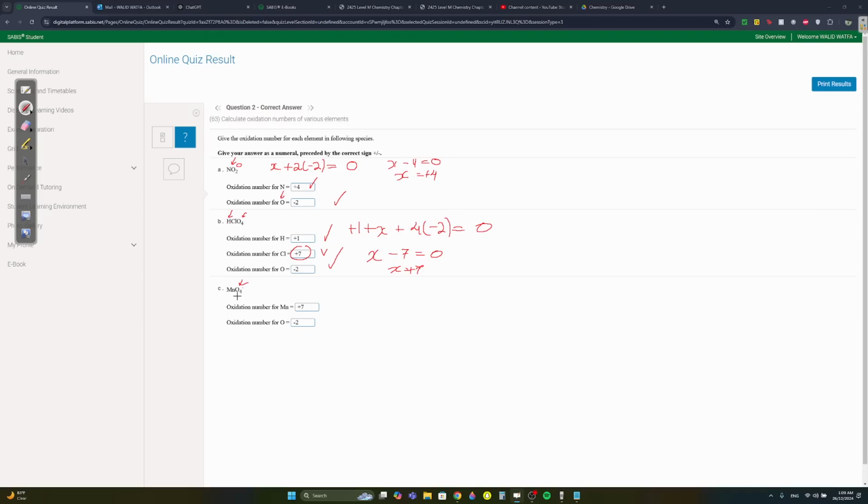MnO4. We want to find obviously manganese. Let's call manganese X. We have 4 O's, so 4 times -2 equals the total charge, -1 because it's a negative. You're going to get X is equal, again, +7. So your manganese is +7. And O we already know is -2. We have it memorized.